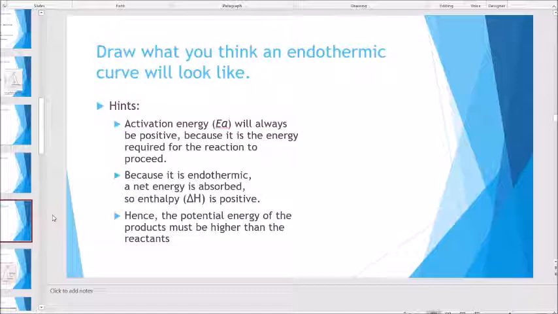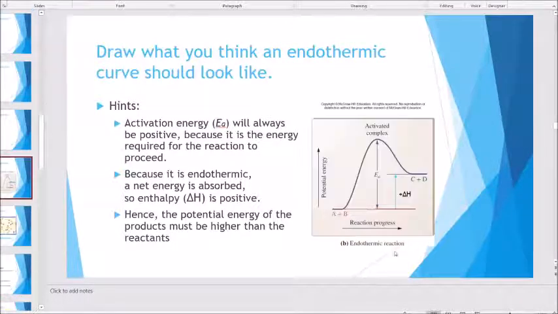Pause the video and draw what you think an endothermic process would look like. Remember that an endothermic process means that the reactants are lower in energy than the products. So the change in enthalpy is positive because it's absorbing heat, and there is a positive activation energy. So the hump goes up, not down.